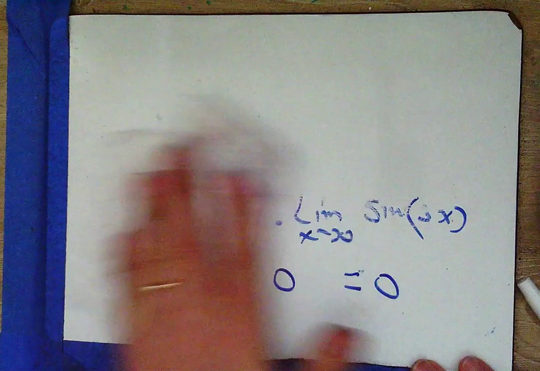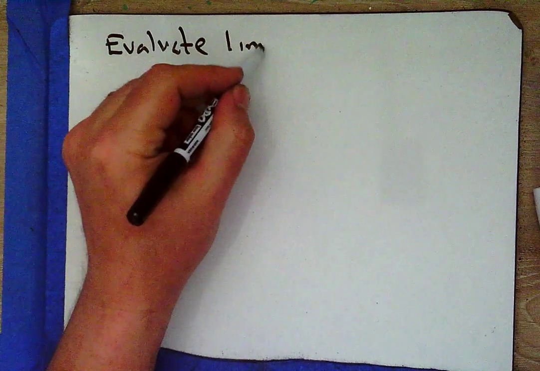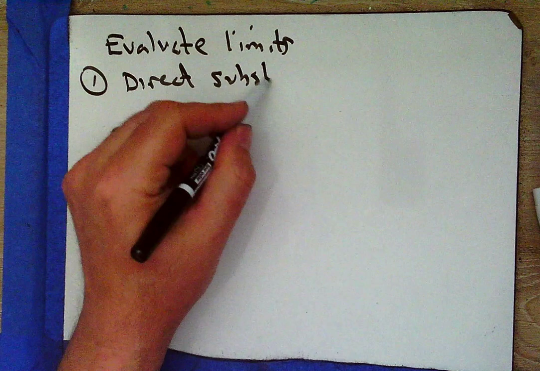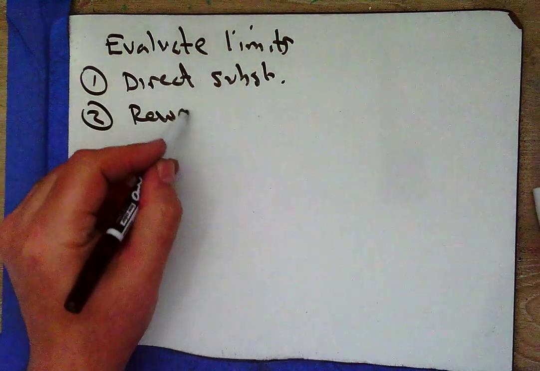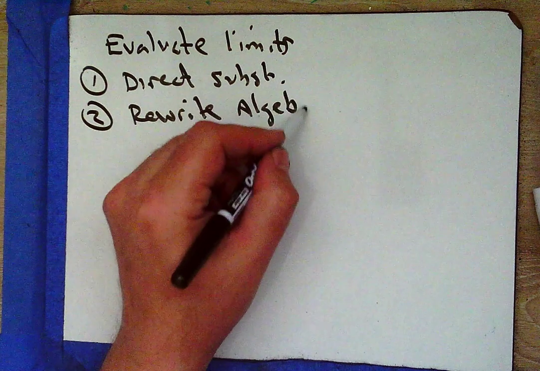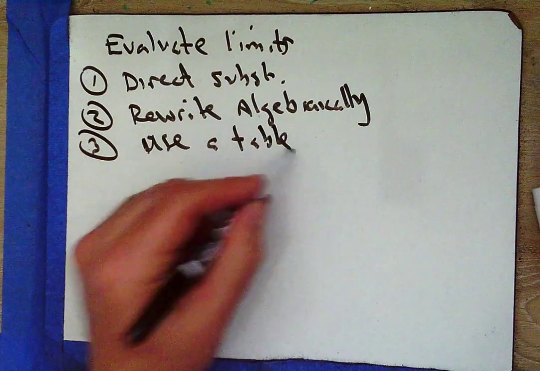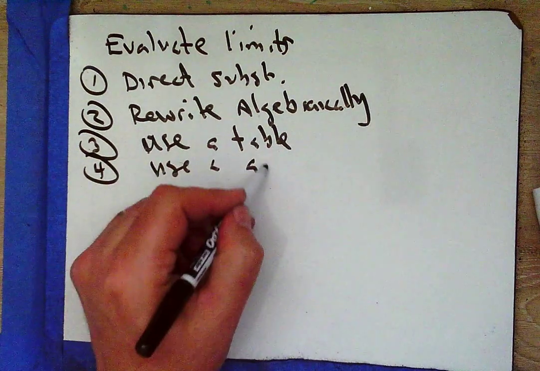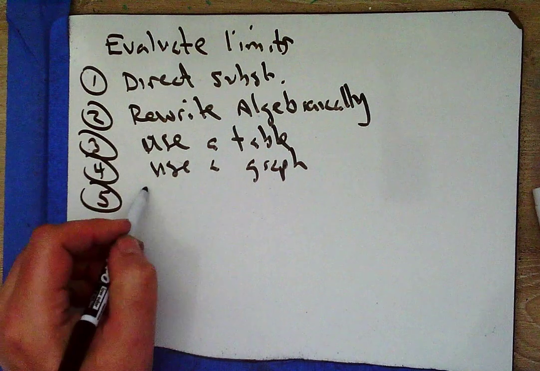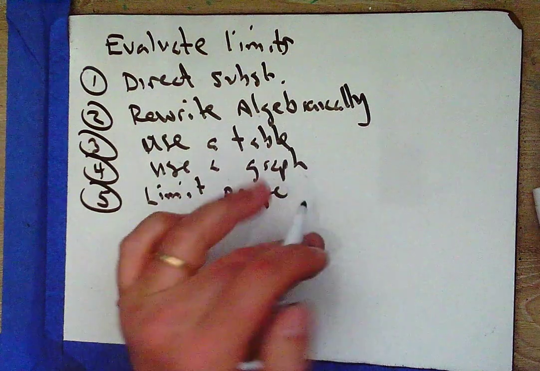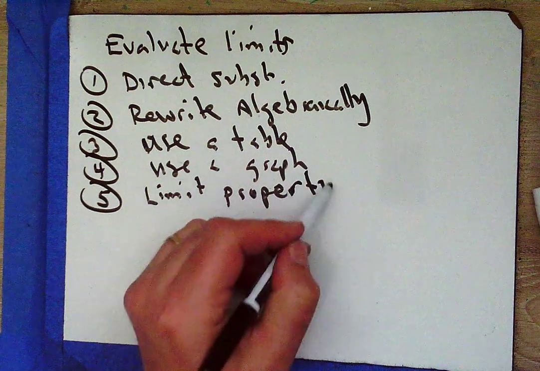So we can evaluate limits. We talked about 5 methods for evaluating limits. We said we can evaluate limits in lots of different ways. 1, direct substitution. 2, rewrite algebraically. 3, use a table. 4, use the graph. 5, limit properties can help.